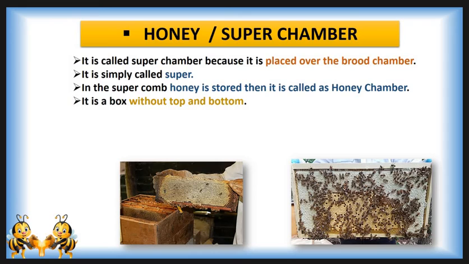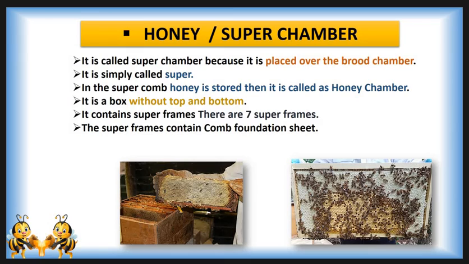It is a box without top and bottom. It contains super frames. There are 7 super frames. The super frame contains a comb foundation sheet. It is used to store honey and pollen. Some Newton hives contain more than 2 super chambers on the brood chamber.